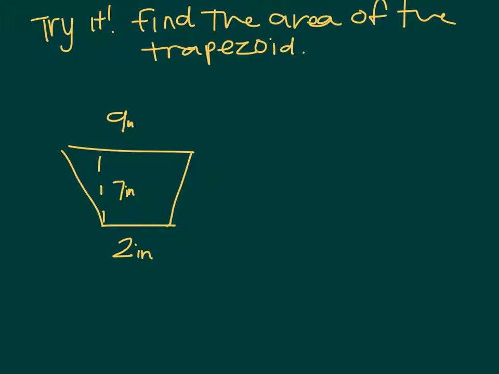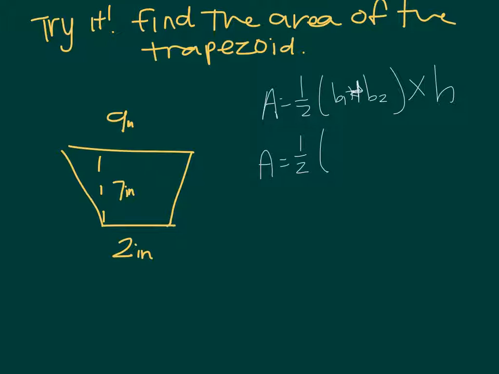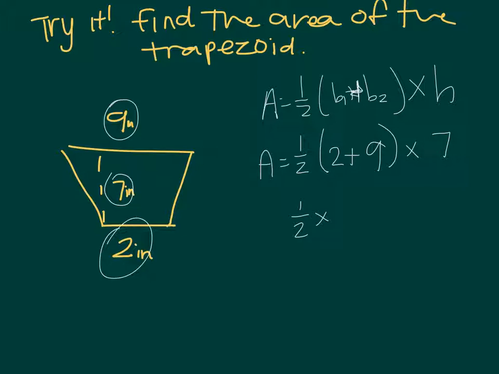Oops. A equals 1/2 base 1 plus base 2 times, that should be a plus sign, times h. That's a plus sign, sorry guys. Okay, my area equals 1/2. Base 1 is my bottom base, 2, plus my second base, 9, times my height, which is 7. I'm going to rewrite this: 1/2 times 2 plus 9 is 11, times 7.